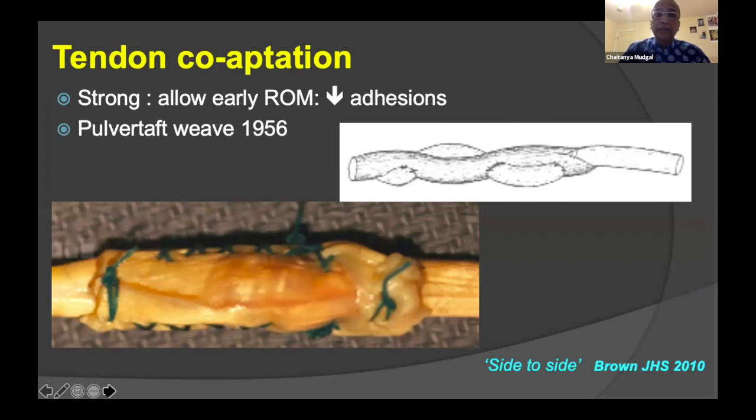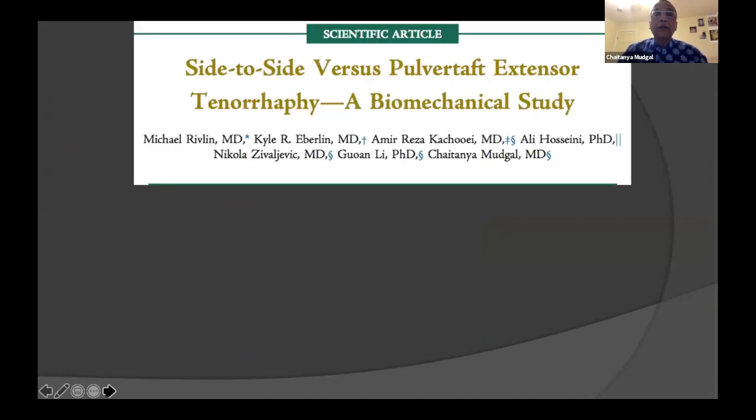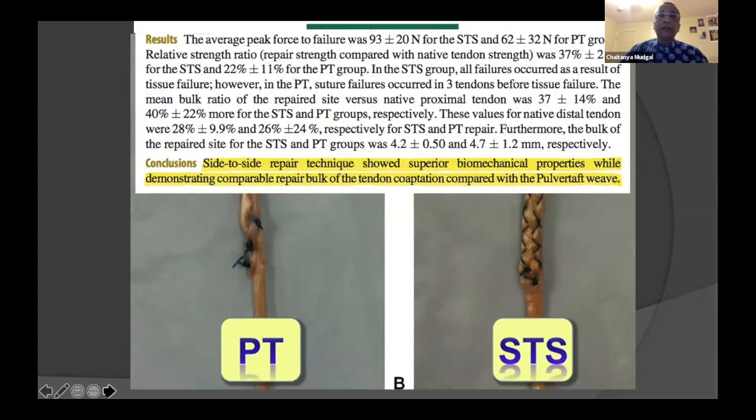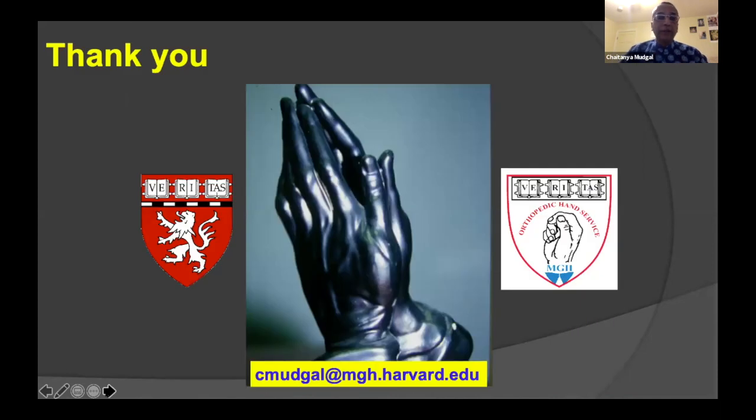It has withstood the test of time, but is there an alternative? Brown and colleagues came up with a tenorrhaphy where you do one pass and then do a side-to-side repair. And the thinking was that it was as strong and perhaps less bulky. How do you test that theory? Well, we took it to the lab, and what we found was when we compared the Pulvertaft to the side-to-side, the side-to-side technique showed superior biomechanical properties compared to the Pulvertaft, and that bulk was actually similar. So now we know how to repair these tendons also, and that's where I stop, and we go on to transferring tendons. Chuck, all yours.